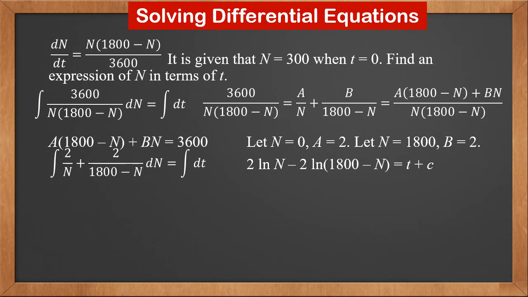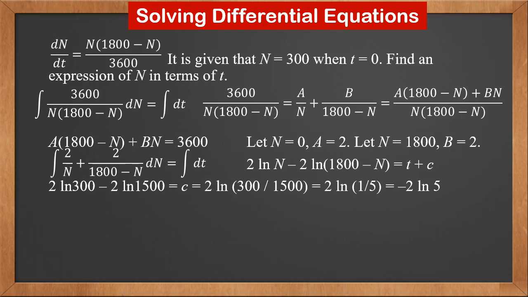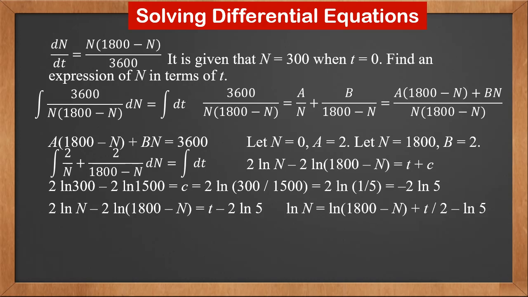The integral of 2 over n is 2 ln n. The integral of 2 over 1800 minus n is minus 2 ln 1800 minus n. The right side is t plus c. Put in the initial condition, we get 2 ln 300 minus 2 ln 1500 equals c. So c is 2 ln 300 over 1500, which is 2 ln 1/5, which is minus 2 ln 5. So the equation is 2 ln n minus 2 ln 1800 minus n equals t minus 2 ln 5.